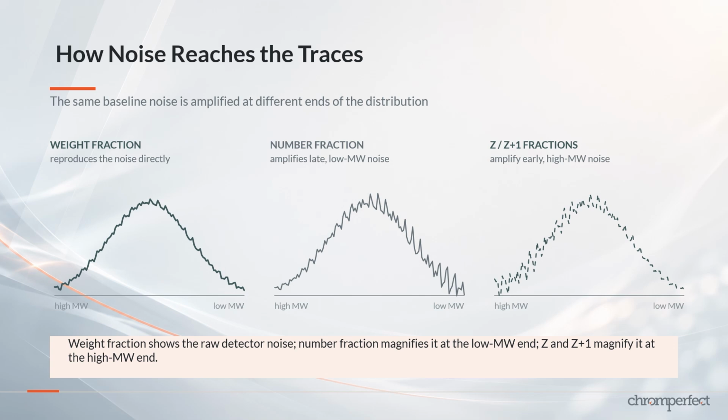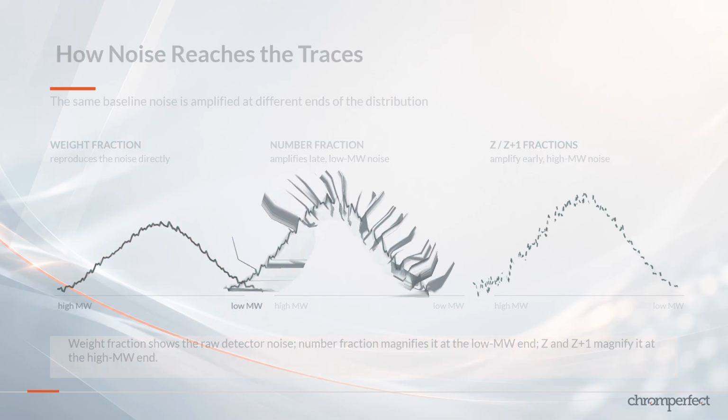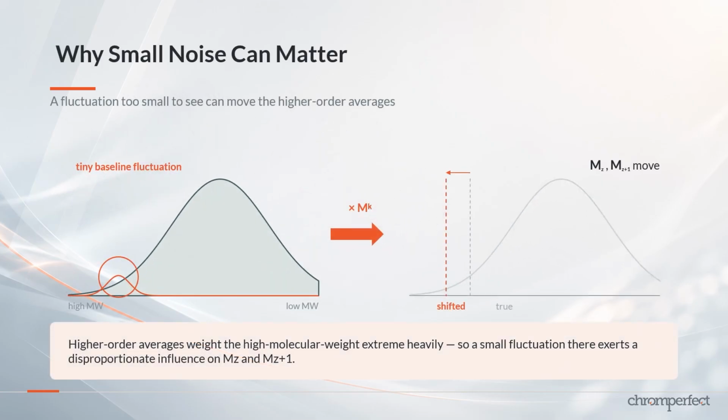The Z and Z+1 traces strongly weight the high molecular weight region. Noise near the early end of the chromatogram may therefore become much more prominent in those traces. This behavior is important because apparently small baseline fluctuations can exert a disproportionate influence upon higher molecular weight averages. The presence and location of noise should therefore be considered whenever the fraction traces or molecular weight markers appear irregular.